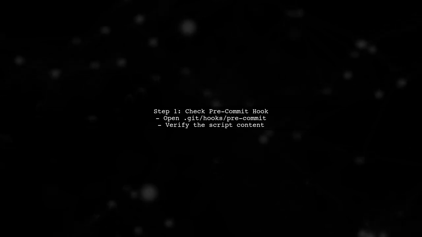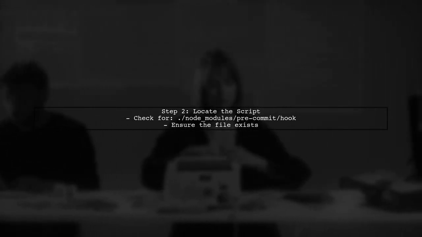The error message indicates that the pre-commit hook is trying to execute a file that doesn't exist. Let's start by checking the pre-commit hook configuration. In the pre-commit file, look for the line that references /node/modules/pre-commit/hook. This line is attempting to run a script that should be located in your node modules directory.